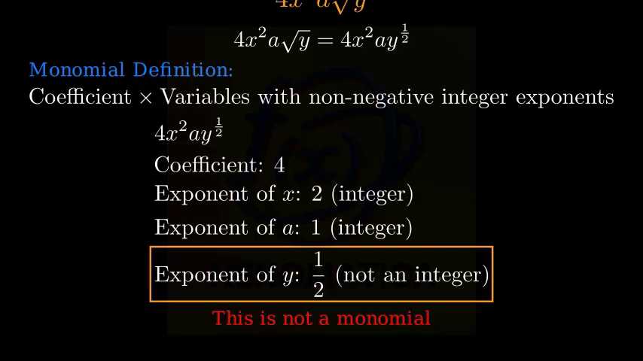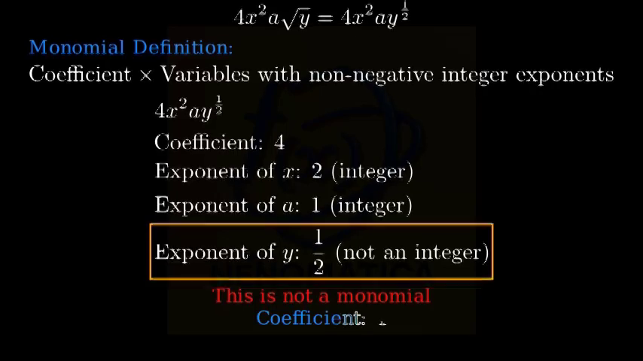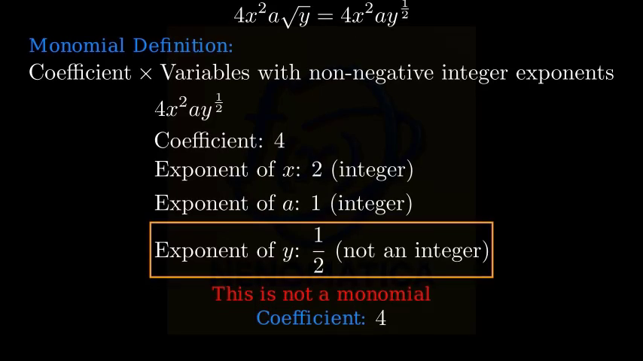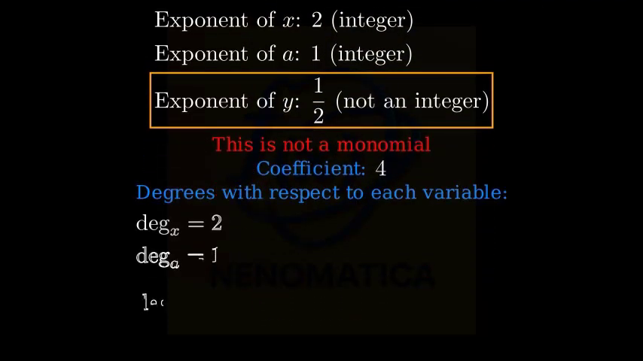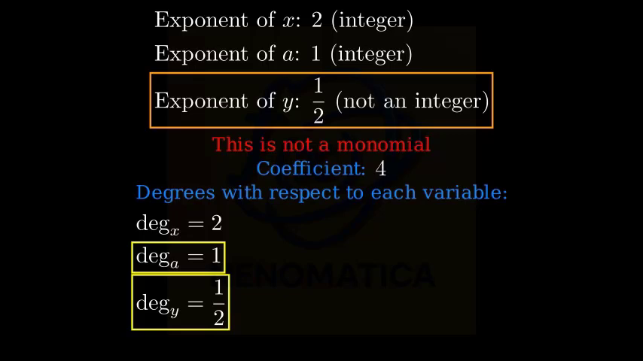Let's now determine the coefficient and the degree with respect to each variable. The coefficient is the numerical factor in the expression, which is 4. Now, let's find the degree with respect to each variable. The degree with respect to x is 2. The degree with respect to y is 1/2.